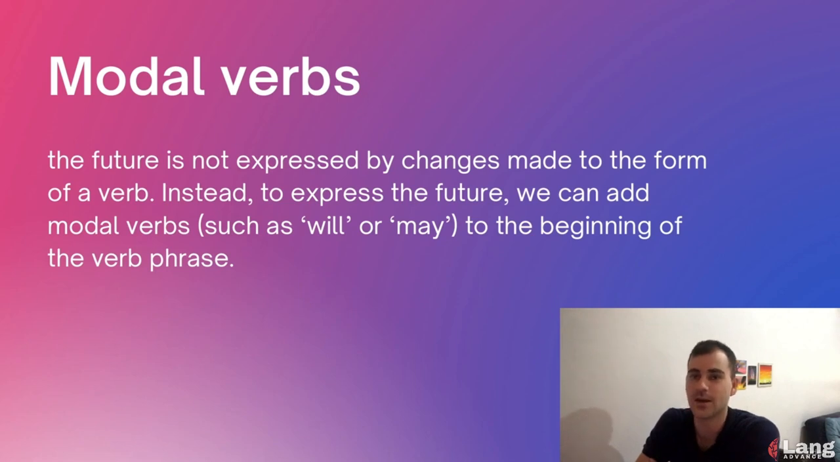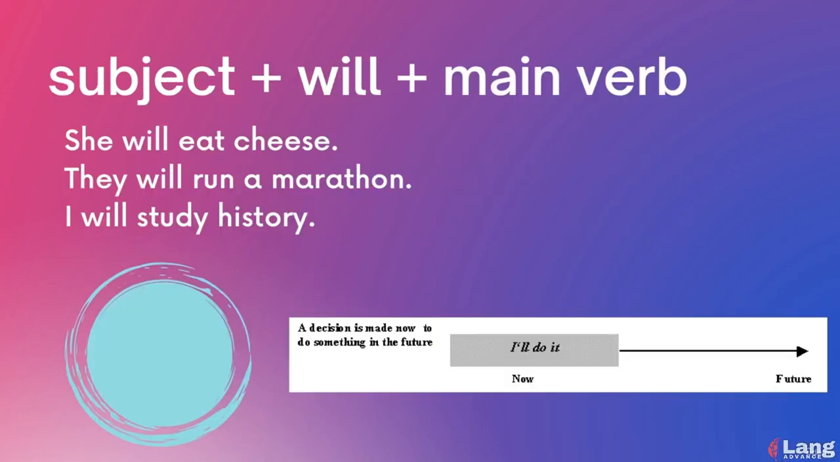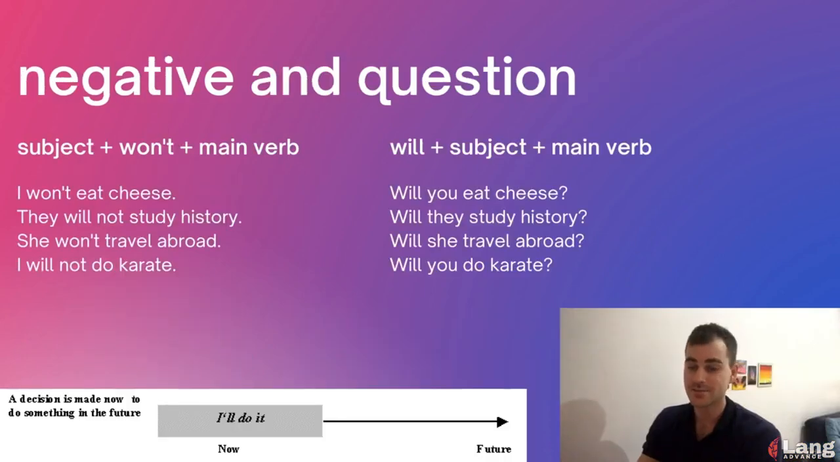So I would say, I will go running tomorrow. I will study next week. So the structure of the future simple is as follows. Subject, will, plus main verb. She will eat cheese. They will run a marathon. I will study history. Here is the form for negative and question sentences.